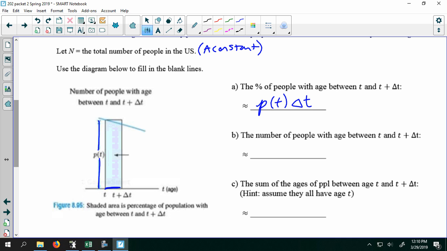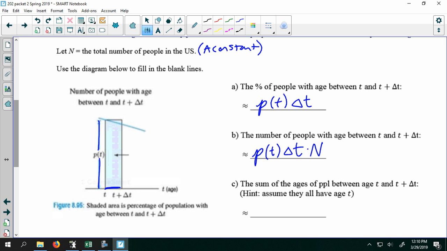And then the number of people with the age between t and t plus delta t. Well, I know the percentage of people with that age. To find the number of people, take the percentage who have that age, and then multiply times the total number of people, N, in the United States.